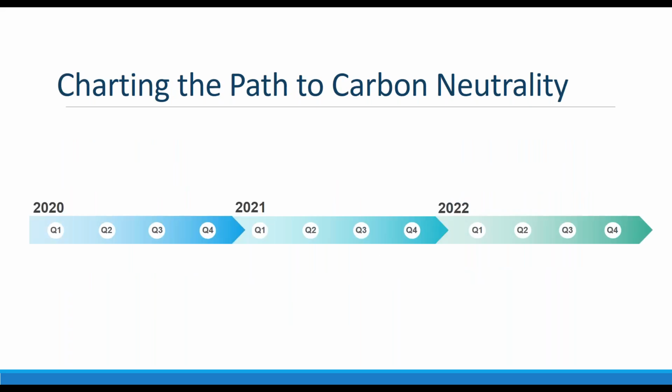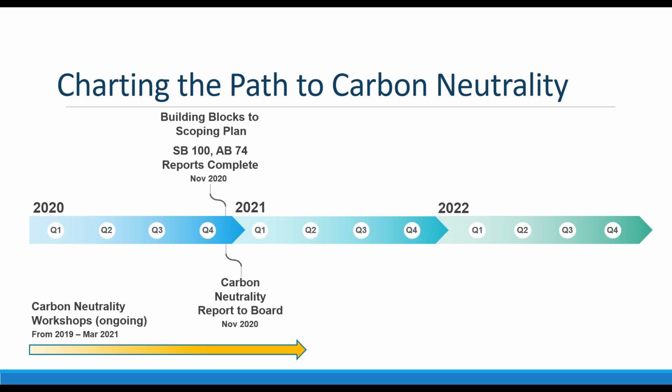We will use the next scoping plan update to lay out the path to achieving carbon neutrality by 2045. In 2020, there are several building blocks that will occur before we begin the formal scoping plan process. We began this carbon neutrality workshop series in early 2019, and to date we have hosted 8 public workshops focused on carbon neutrality in different sectors. Our objective has been to bring together experts to facilitate public discussions about economic, technological, and social considerations for each sector.